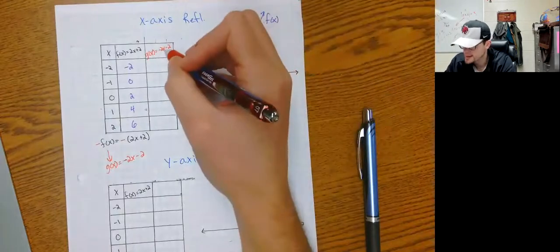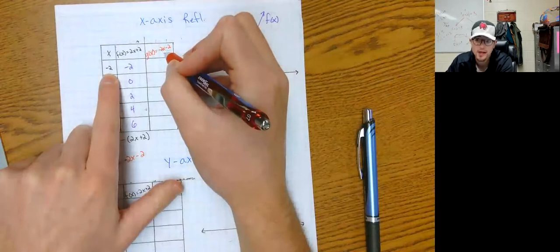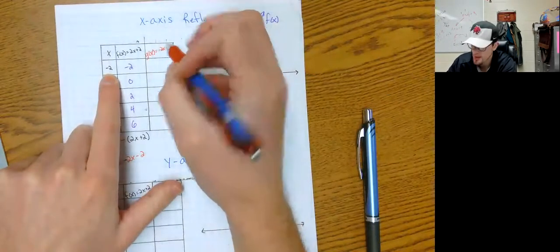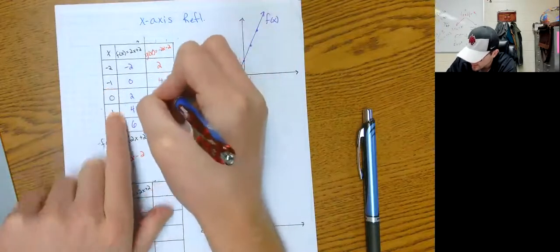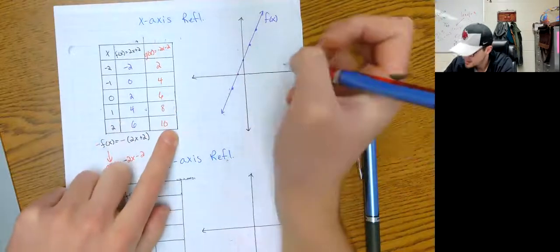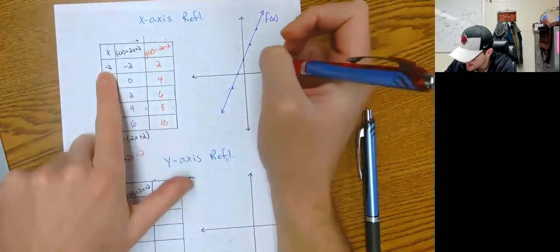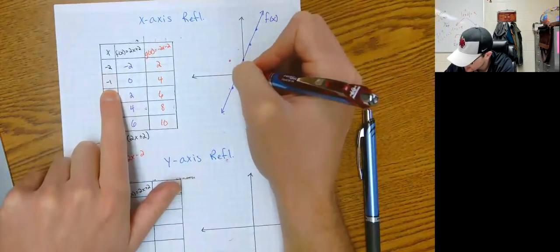Okay, now we need to plug it in. So what is negative 2 times negative 2? Negative times negative is positive. So 4, and then 4 minus 2 is 2. And then we just add 2 over and over again. So 4, 6, 8, 10. Okay. So let's plot these. We got -2, 2, and then -1.